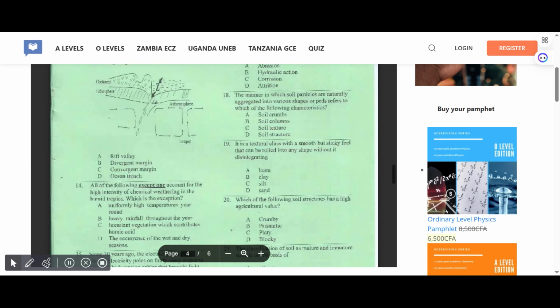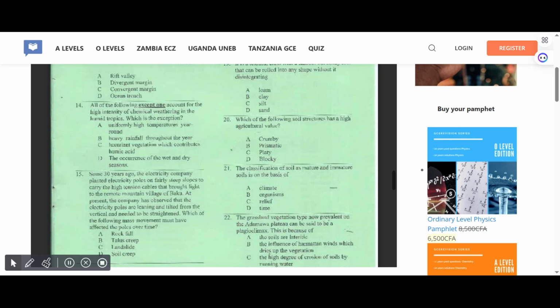The manner in which soil particles are naturally aggregated into various shapes or peds refers to which of the following characteristics? Correct answer is D, soil structure. It is a textural class with a smooth but sticky feel that can be rolled into any shape without disintegrating. Correct answer is B, which is clay.